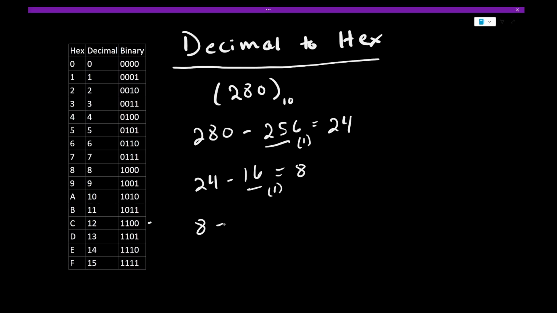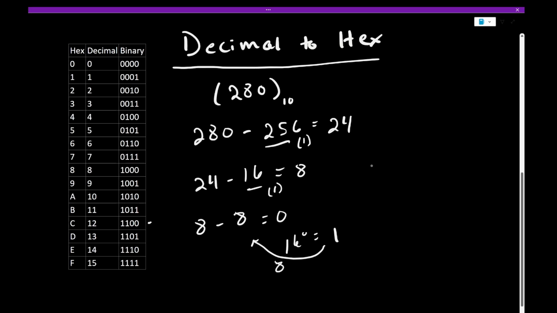8 minus something is going to have to equal 0. Remember, 16 to the power of 0 equals 1. So 8 minus 8 equals 0. But how many times does this 1 go in there? It goes in there 8 times. And this is one of the reasons why I think it's confusing. You have to remember the number of times a given power of 16 can go into the number you're subtracting.